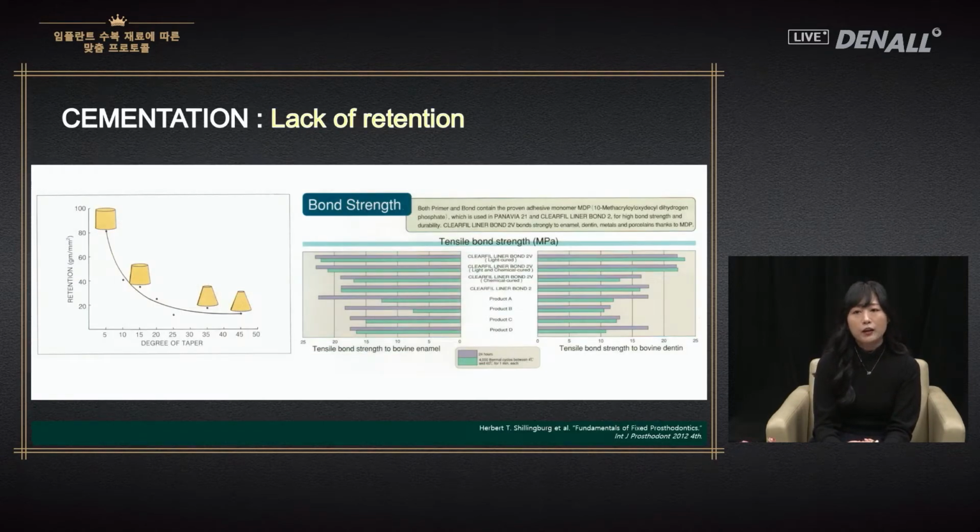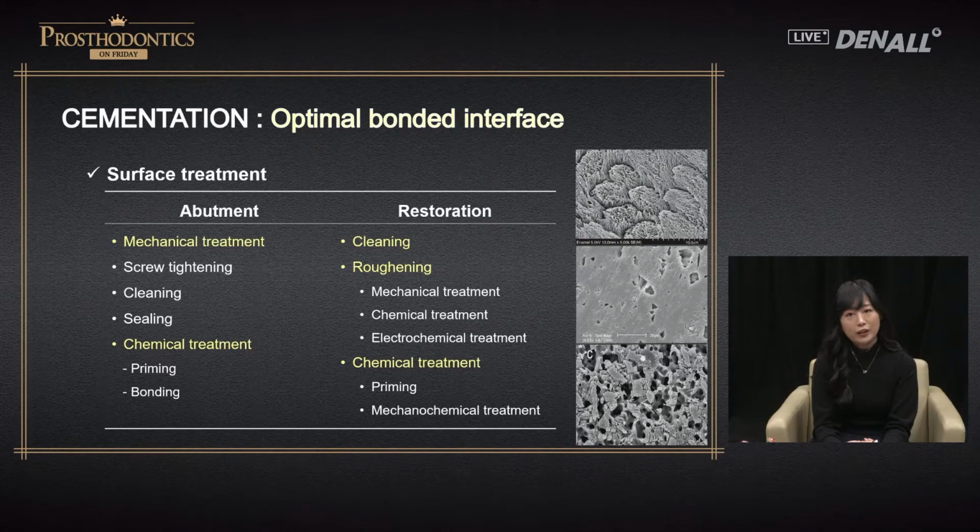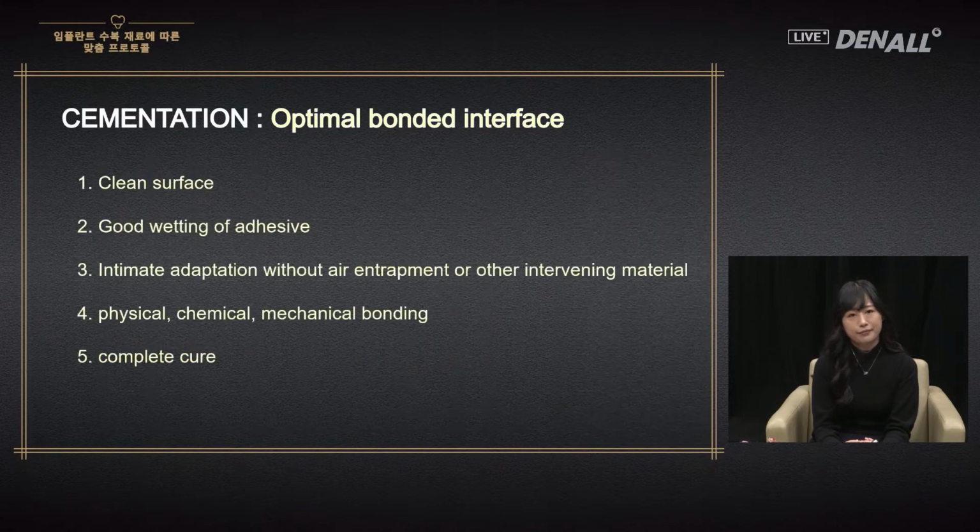As shown, if the degree of taper is big, the retention goes down drastically, and this needs to be minimized and length needs to be sufficiently maintained. However, if necessary, you need to use resin cement with high adhesive strength to reinforce retention. If such reinforcement is necessary, you need to consider ways to maximize cementation with implant abutment and restoration. To do this, you need surface treatment on the abutment and restoration.